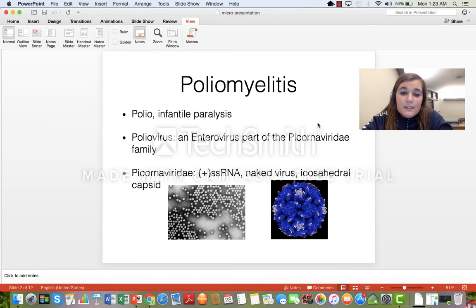The Picornaviridae family includes the positive single-stranded RNA. It's also a naked virus, so there's no envelope, and it has an icosahedral capsid. So as you can see in the image there's like 20 equilateral faces on it. So it almost looks like a sphere.